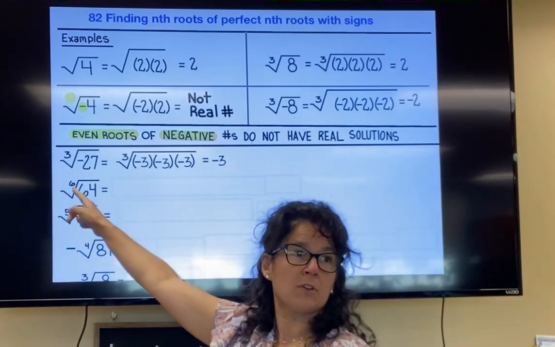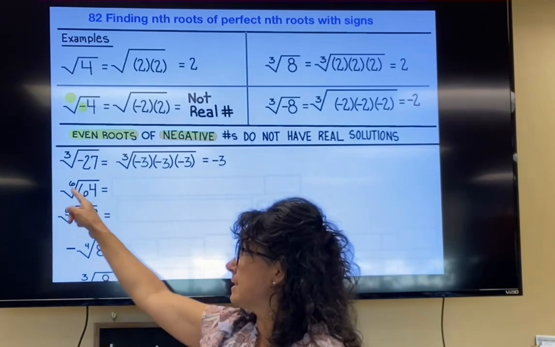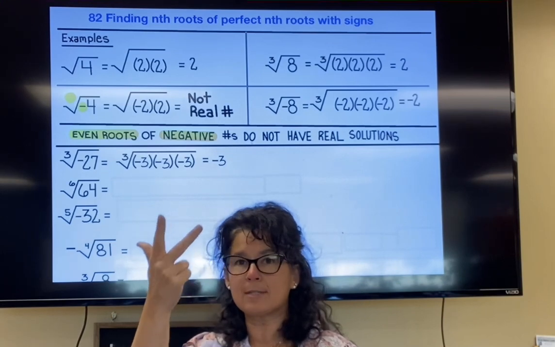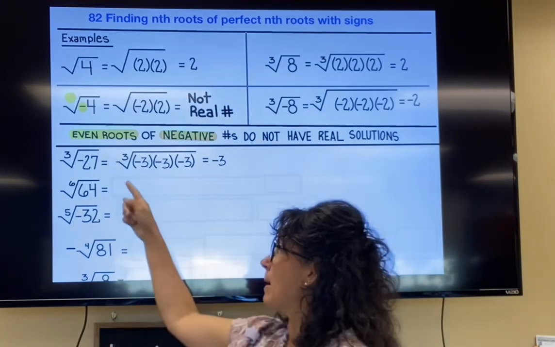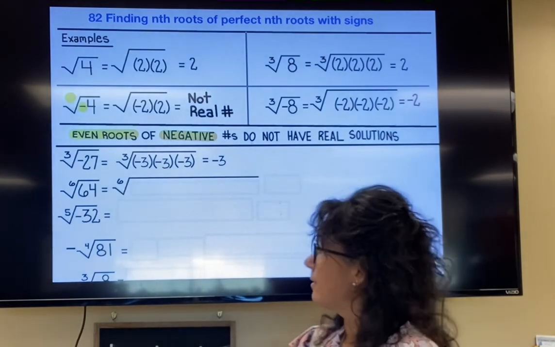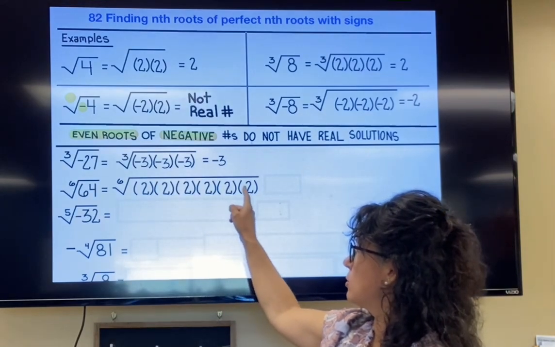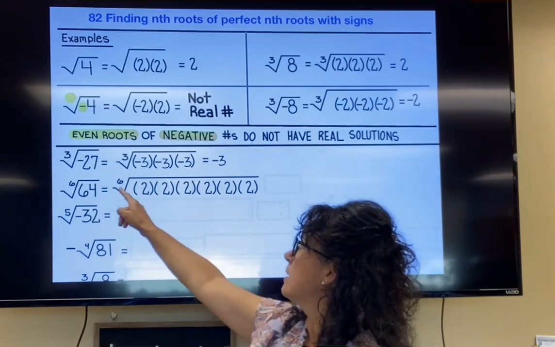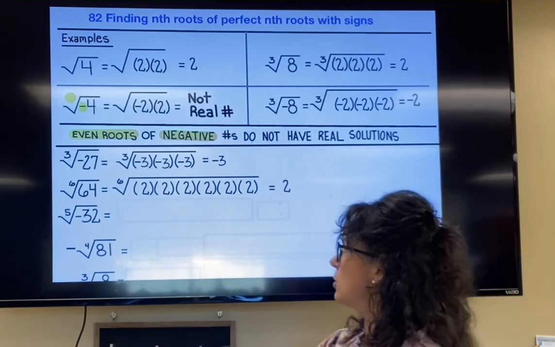Okay, we have an even root, but it's of a positive number. And since it's the 6th root, we want a number times itself, times itself, times itself, times itself, times one more to get me back to 64. And it happens that 2 times 2 times 2 times 2 times 2 times 2 is 64. So we have 6 of a kind. So the 6th root of 64 is equal to 2.